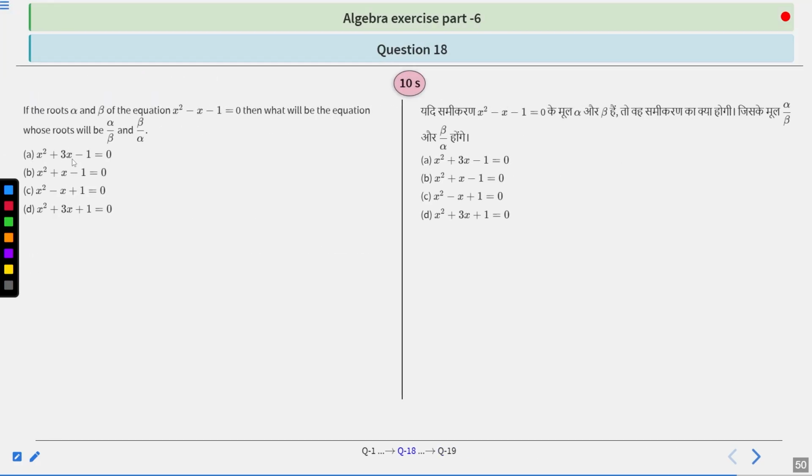Next, if the roots alpha and beta of the equation x square minus x minus 1 equal to 0, then what will be the equation whose roots are alpha upon beta and beta upon alpha? And options are option A x square plus 3x minus 1 equal to 0, option B x square plus x minus 1 equal to 0, option C x square minus x plus 1 equal to 0, and option D x square plus 3x plus 1 equal to 0. These are the options.